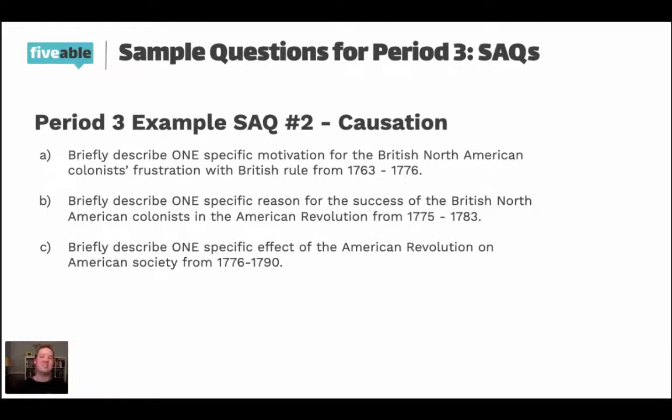A motivation could be the Stamp Act, any of those acts. Fantastic examples. Let's talk about B. What is a specific reason for the success of the British North American colonists in the American Revolution? Why does America win the American Revolution? What sort of options do we have there?